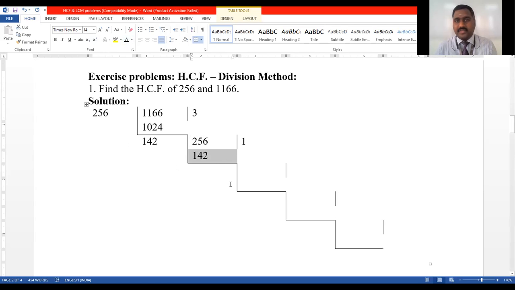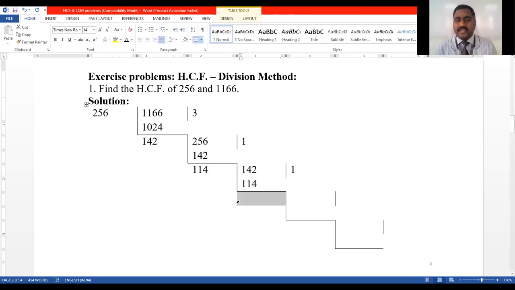Again, it is not giving remainder 0. So what is the remainder you will get? You will get remainder 114. So this remainder will be the divisor for the previous divisor. So here 142 you have to divide by 114. Again, how many times will 114 go in? I think only one time. So 1 into 114 will be 114 again.